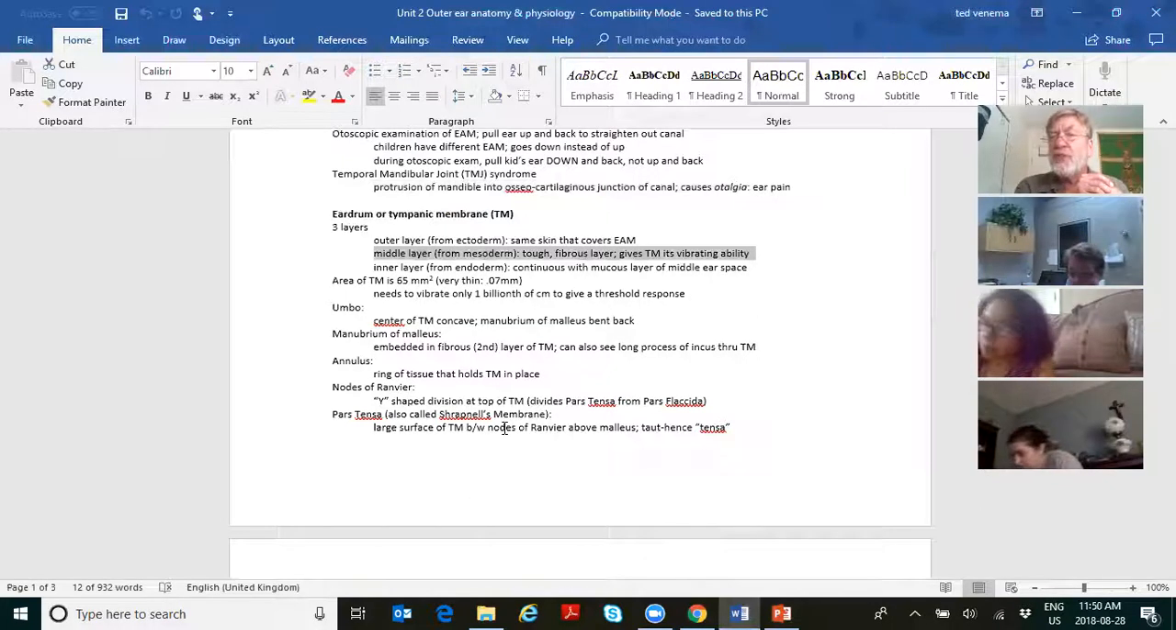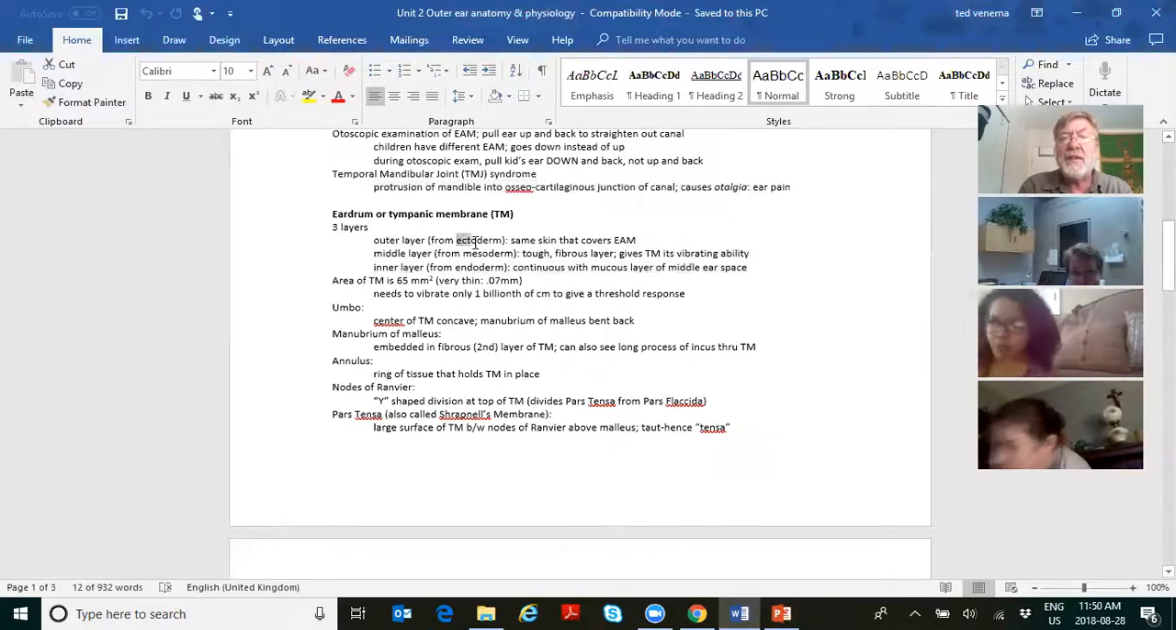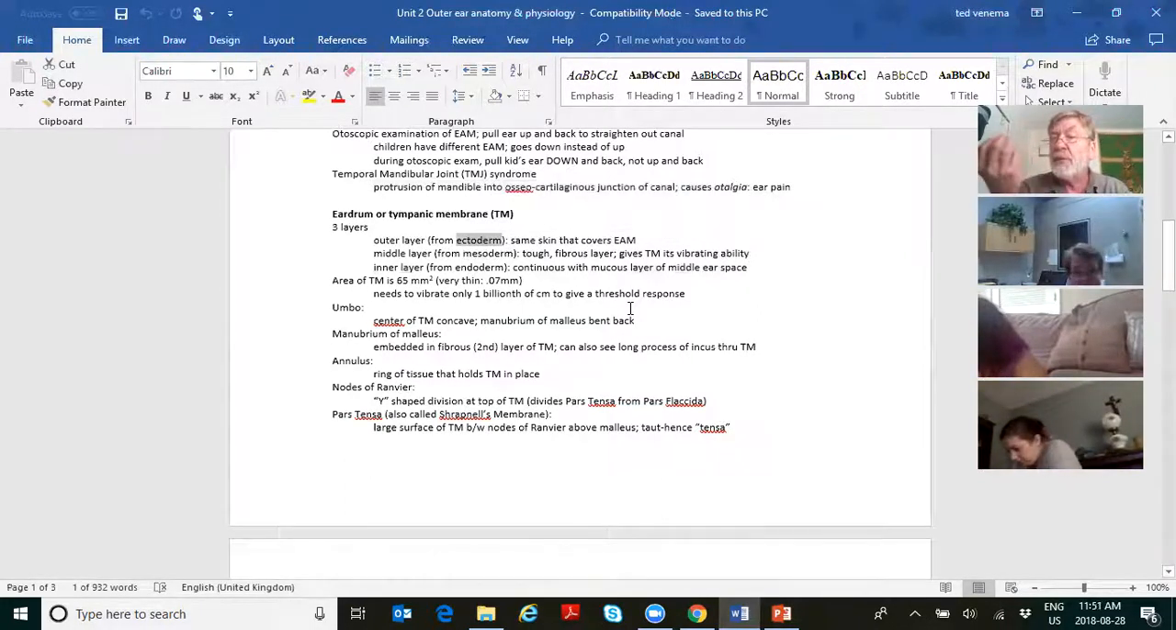It's what makes your eardrum stiff, the middle layer. And then you have an inner layer of skin, and that comes from a tissue called endoderm. Endo is always in. Ecto is always outside. Okay, endo means inside. Meso just means middle. Okay, and derm, a dermatologist is a skin doctor, right? So derm is skin. Outer skin, middle skin, inner skin. And the inner skin of your eardrum is continuous with the mucus lining of your middle ear space.